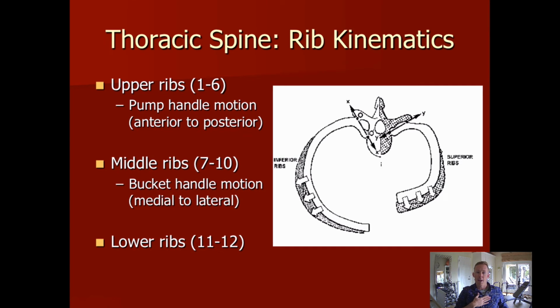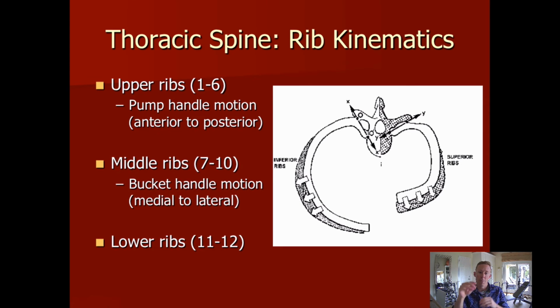Your upper ribs are thought to have that. Down below, you'll feel your hands go out to the side. And that's more of a medial-lateral movement for ribs 7 through 10. And that is said to be like a bucket handle, like a bucket that has the metal handle that flips from side to side. So that's more of a medial lateral movement. So that's how we break those two down.